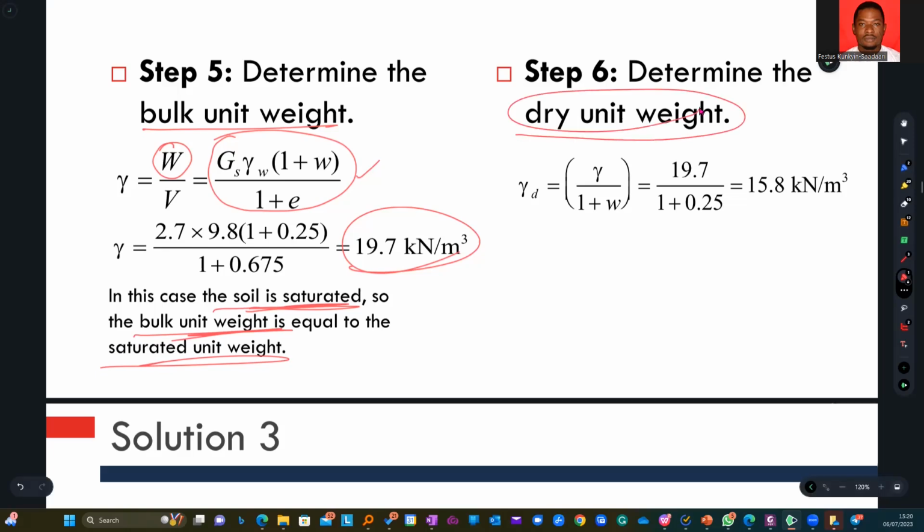Then they are asking us to calculate our dry unit weight. So we use this expression for that.